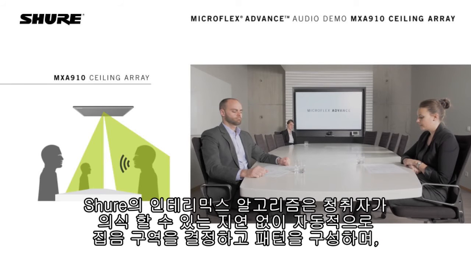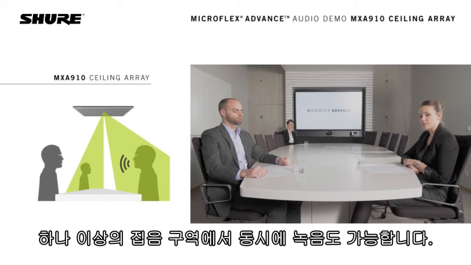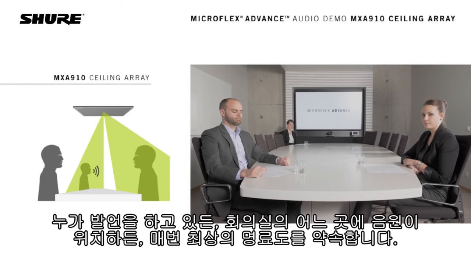The Shure IntelliMix algorithm automatically and without hearable delay tracks which lobe needs to be activated. 1 or more lobes can be activated at a time. No matter who is speaking or where the voice is coming from, the highest intelligibility is guaranteed every time.